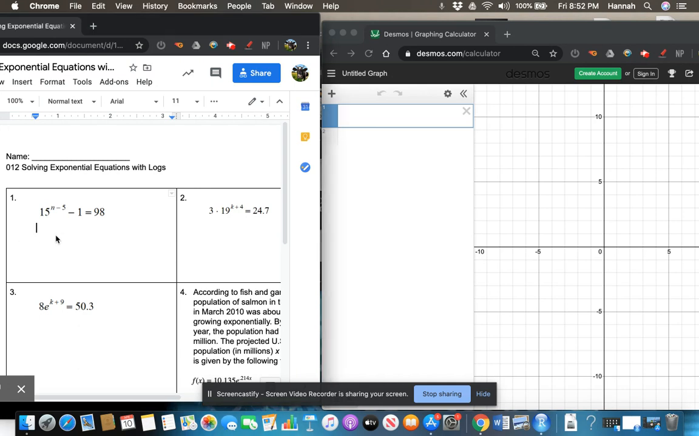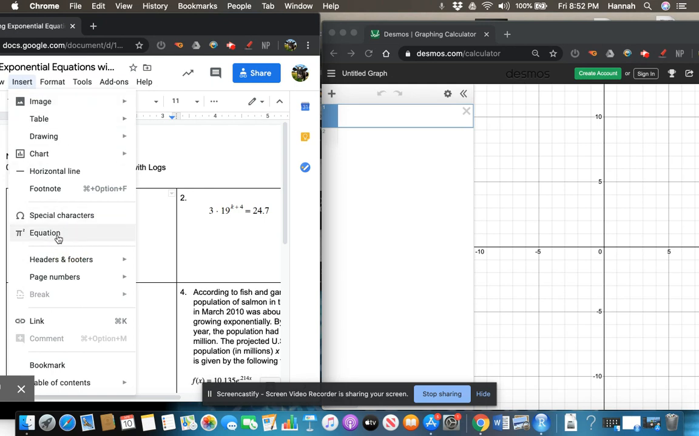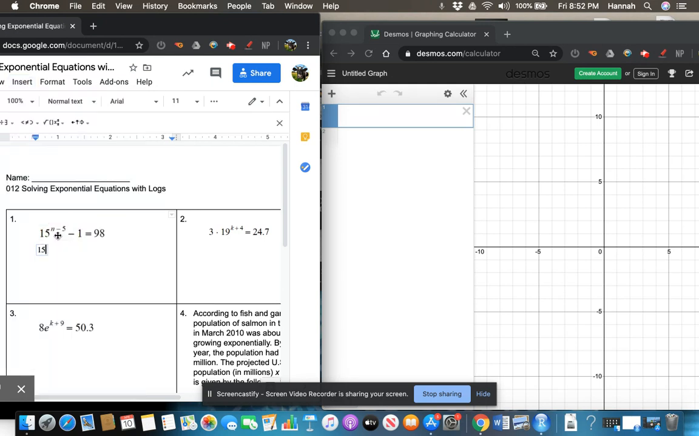So the first thing I would want to do on number one, if I'm solving for n here, is I notice that I have a minus 1 that I could go ahead and take care of. So in order to get that to the other side, I would just add the 1, and I end up with 15 to the n minus 5 equals 99. So that first step hopefully shouldn't seem too terribly foreign to you. But here's the problem. Once I get right here, I appear to be stuck, because what in the world do I do with an exponent n minus 5? I can't just divide 15 to the other side and ignore the exponent. That's not how that works.